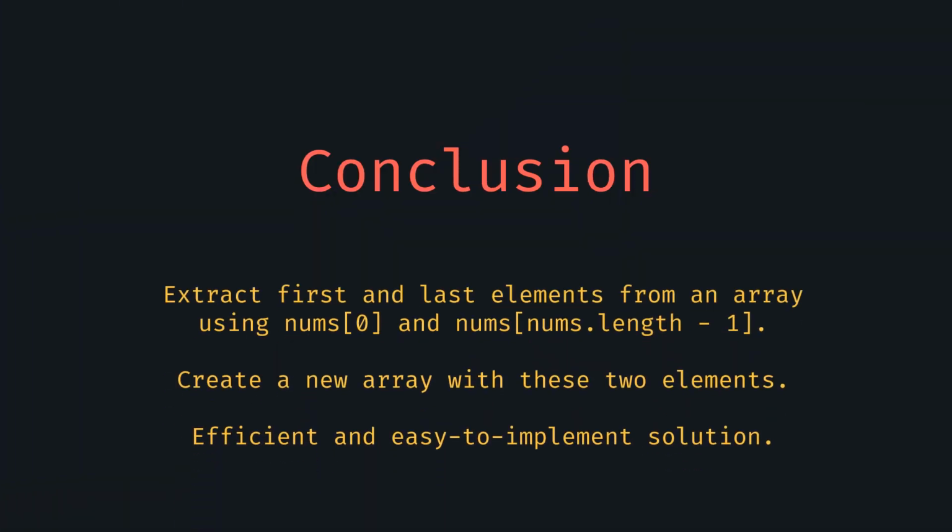In summary, we learned how to extract the first and last elements from an array using JavaScript. By combining these elements into a new array, we solved the problem efficiently. This task highlights how understanding array indexing and JavaScript methods, like push, can simplify complex problems. These skills are fundamental for working with arrays in JavaScript.